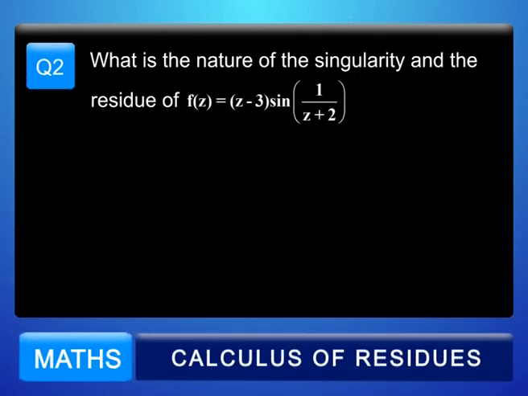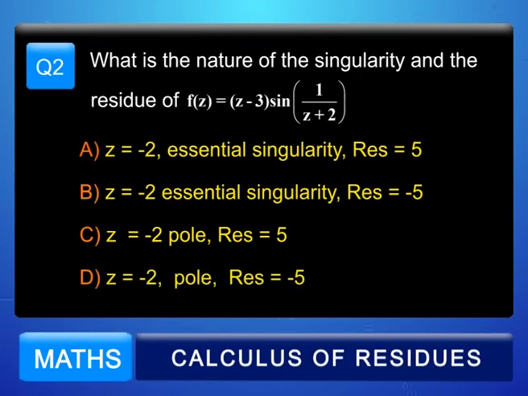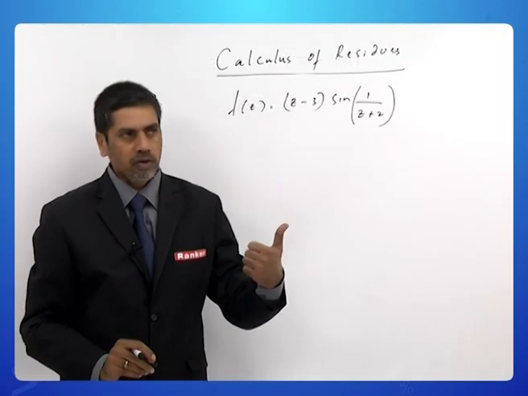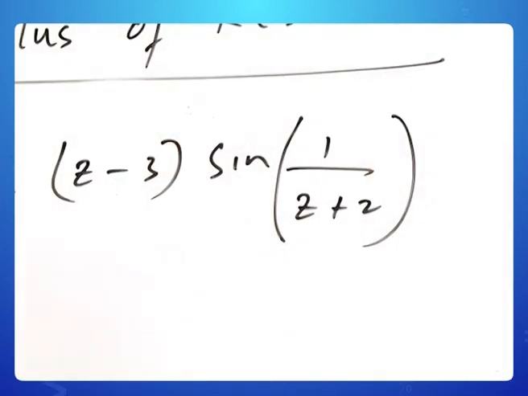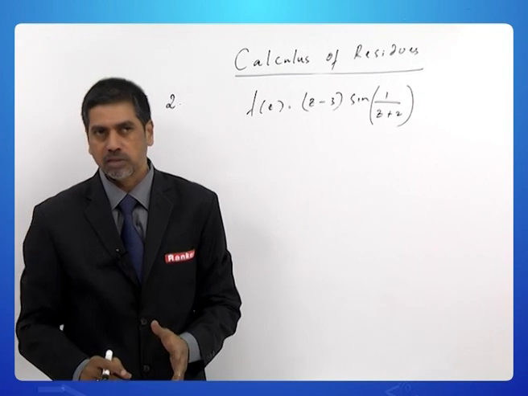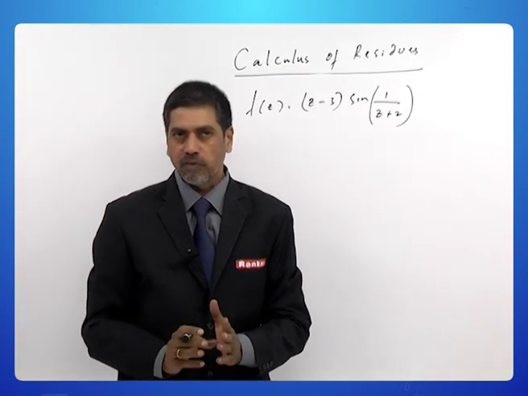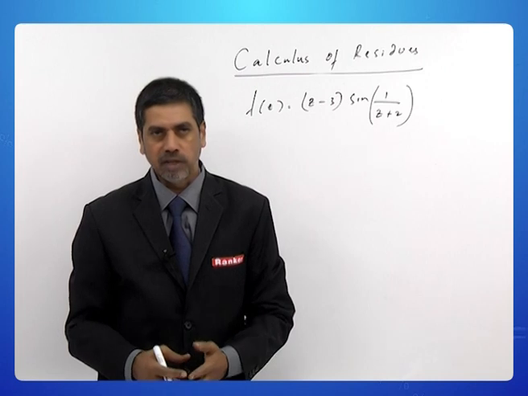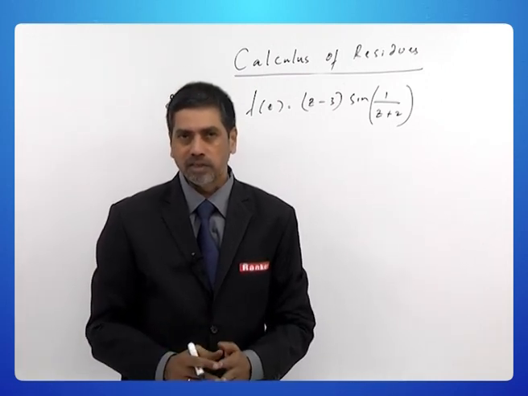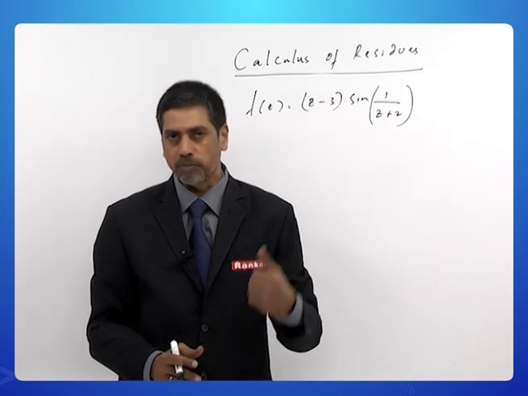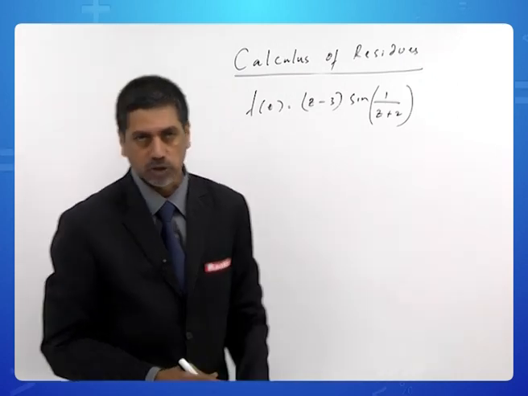Question number 2. What is the nature of the singularity and the residue of the function f of z is equal to (z minus 3) into sine of 1 by (z plus 2)? Now you can observe that we have got a singularity at z is equal to minus 2, but the nature of that can be guessed. The function sine of 1 by (z plus 2) has an infinite power series. So therefore, we can say that the singularity will be an essential singularity.